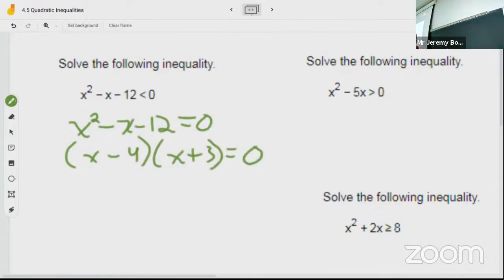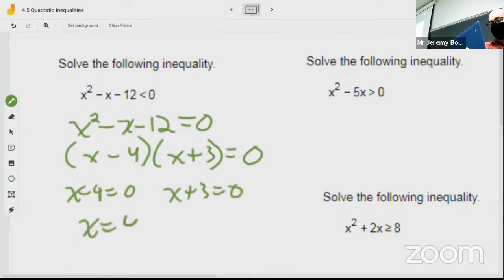The AC method, whatever method you want, but that would get you there. And so that means that either x minus 4 is equal to 0, or x plus 3 is equal to 0. And so x would equal 4, or x would equal negative 3. I always have them in the wrong order. And so that means those are intercepts. It's going to intersect the x-axis at x equals negative 3 and x equals 4.